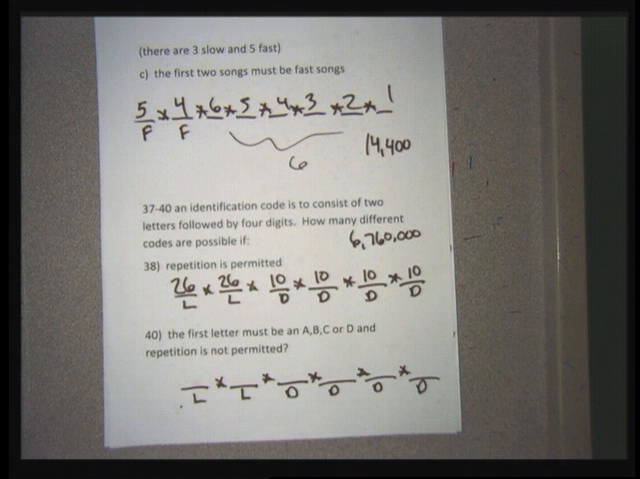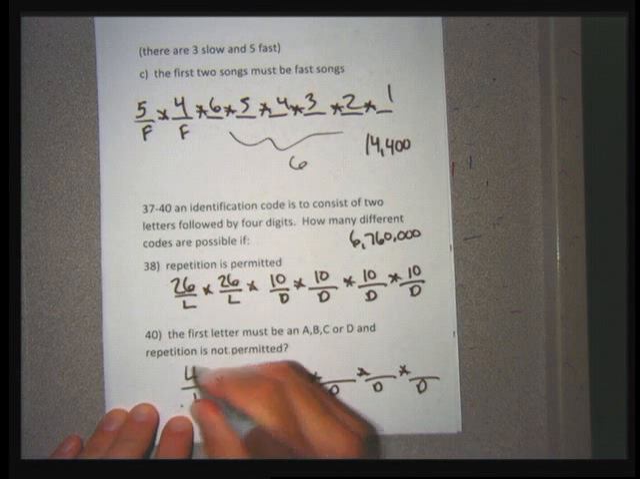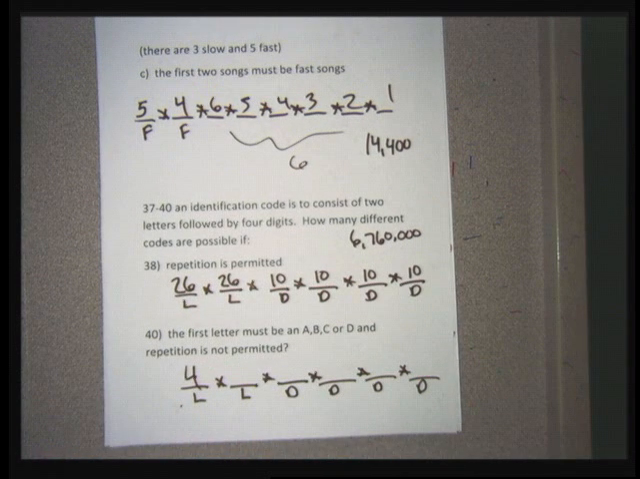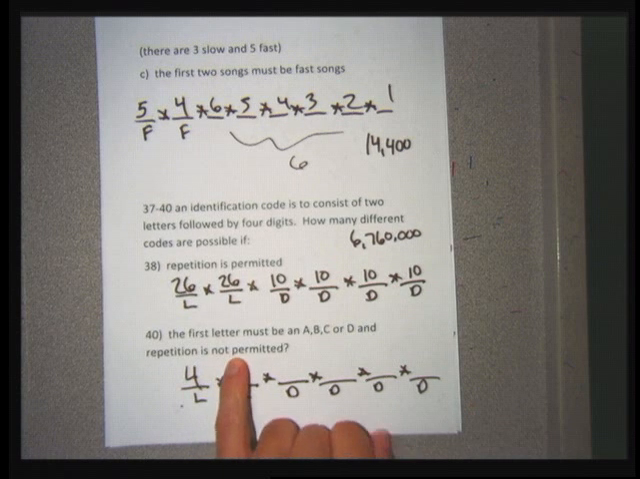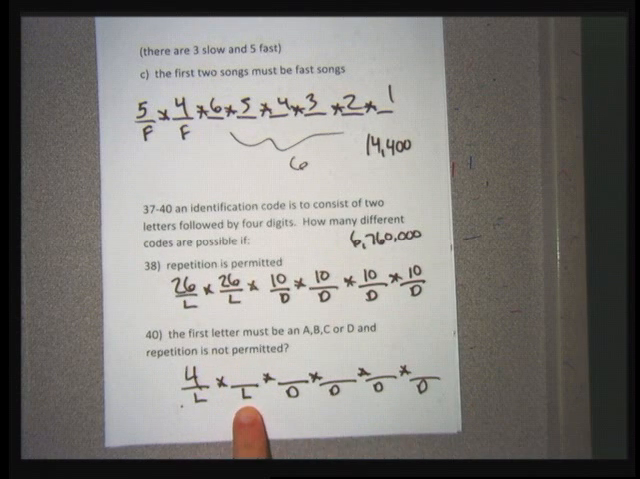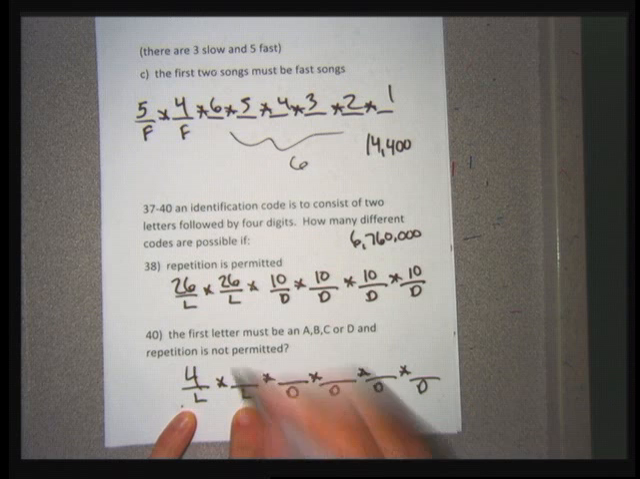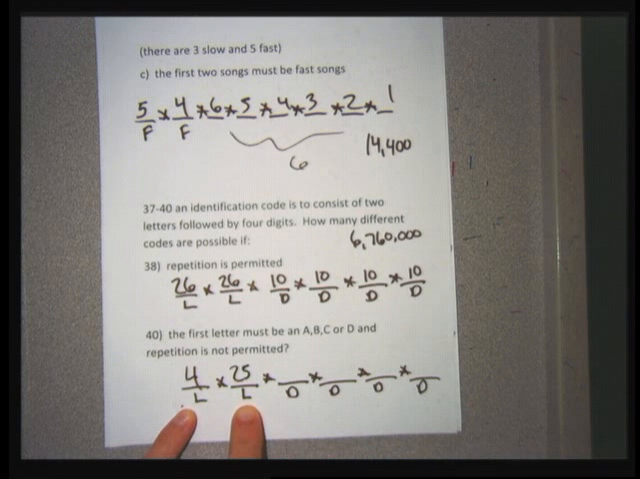So first letter must be an A, B, C, or D. So I have 4 letters to choose from for the first letter, either A, B, C, or D. Repetition is not permitted. So for the second letter, I've placed a letter, either A, B, C, or D. I don't know which of the 4 I placed, but I know that I'm going to have 25 letters to pick for my second letter, because repetition is not allowed. Once I've picked a letter for the first one, I can't use it again. So there's only 25 for the second.